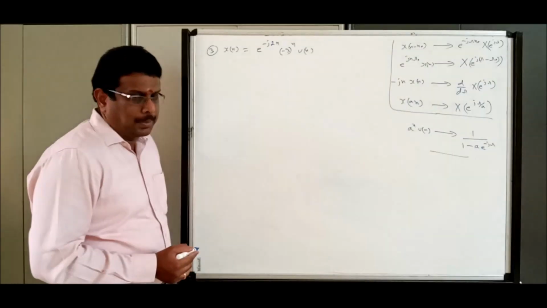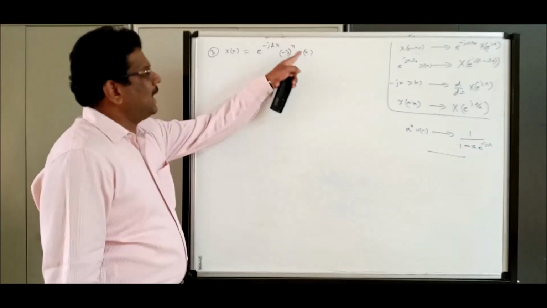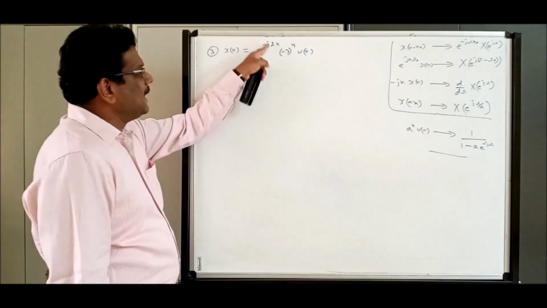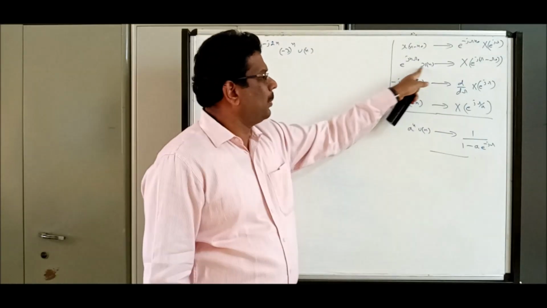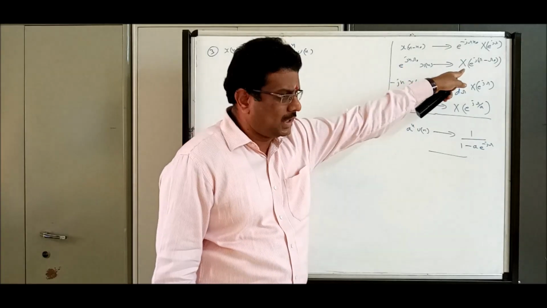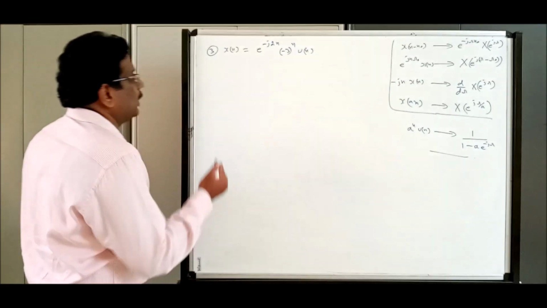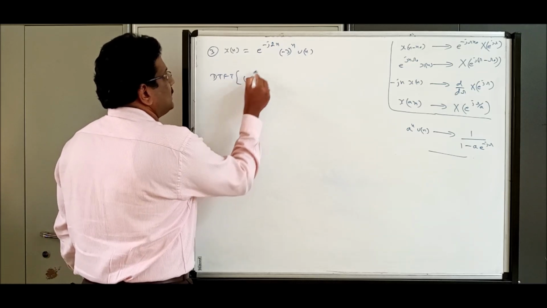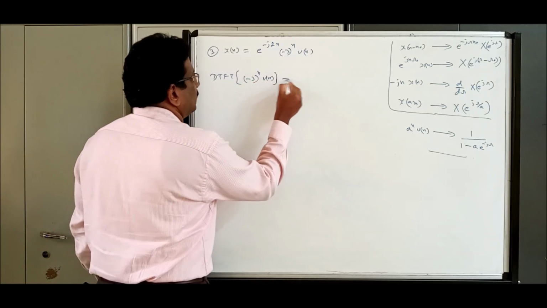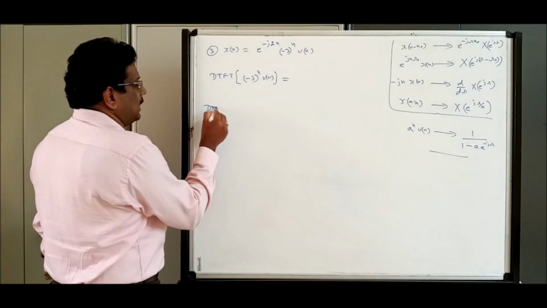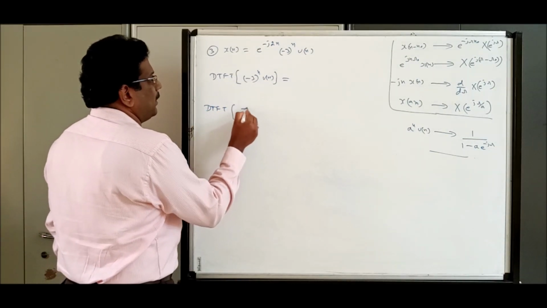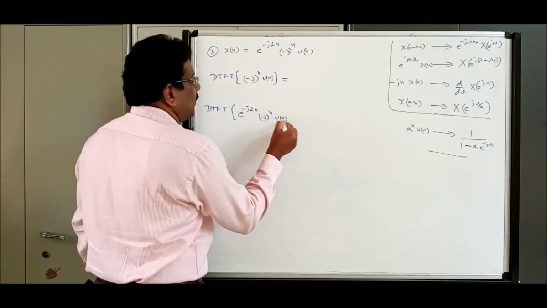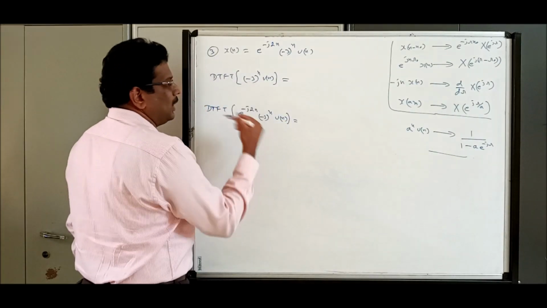Let us read another problem which resembles a power n u of n as usual. In time domain, there is e power j, which comes under frequency shift. That is the next step we have to do. So the DTFT of minus 3 power n u of n. Next the DTFT of e power minus j 2n times minus 3 power n u of n. Just two steps. What about here?